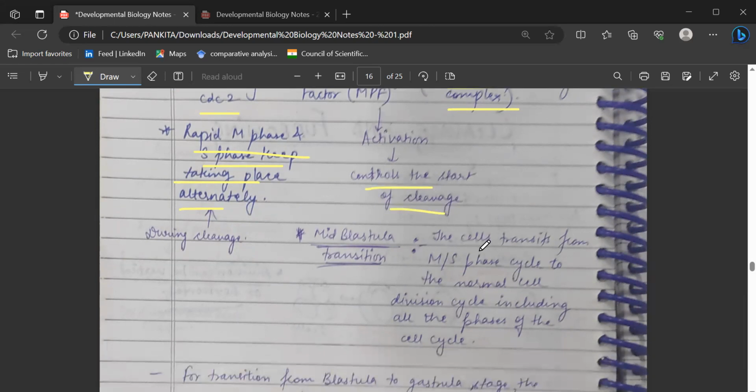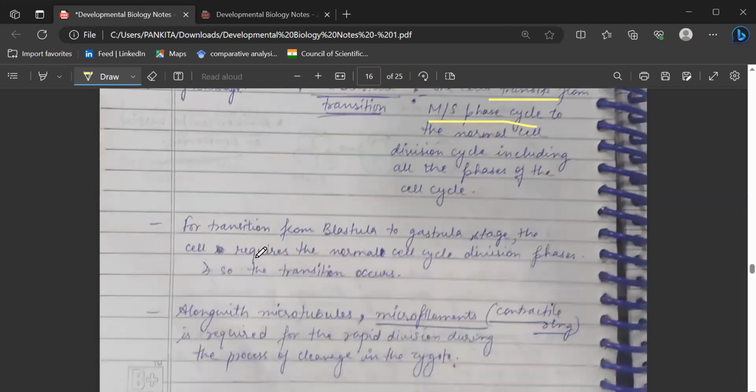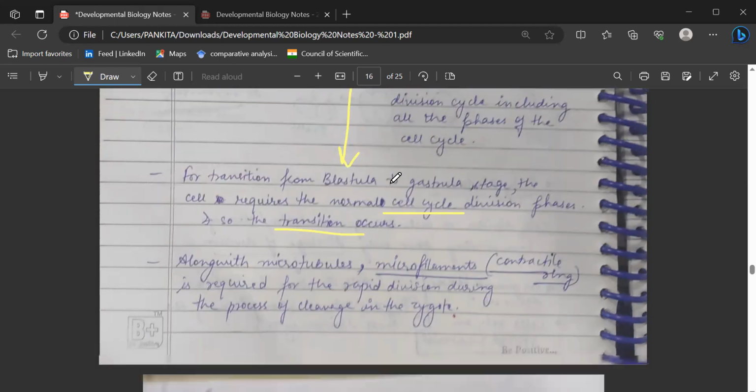Mid-blastula transition is basically when the cells transit from the M and S phase cycle to the normal cell cycle division, which includes all four phases of the cell cycle. For the transition from the blastula to the gastrula stage, the cell requires a normal cell cycle, and therefore this mid-blastula transition has to occur so that the cell can go into the normal cell cycle division phases.